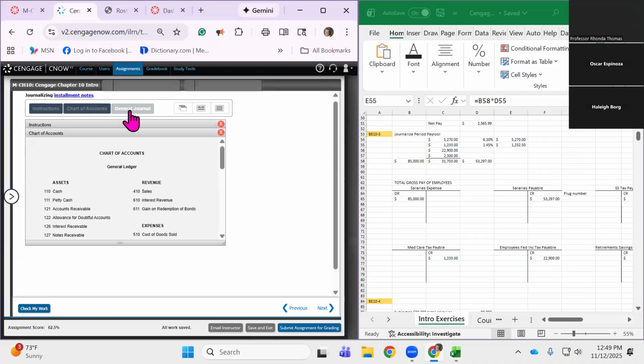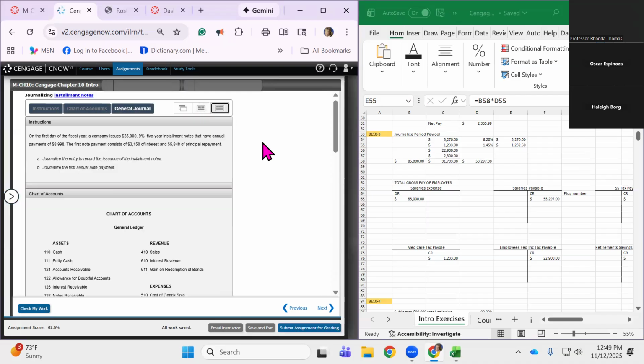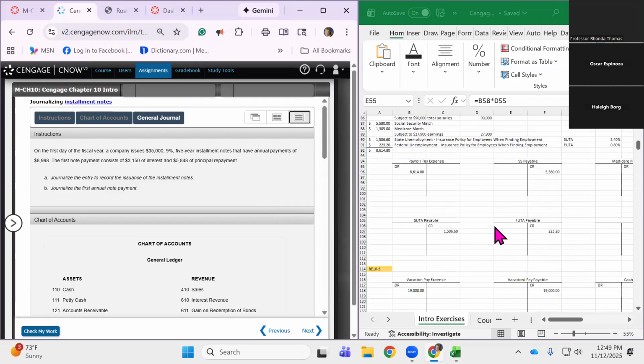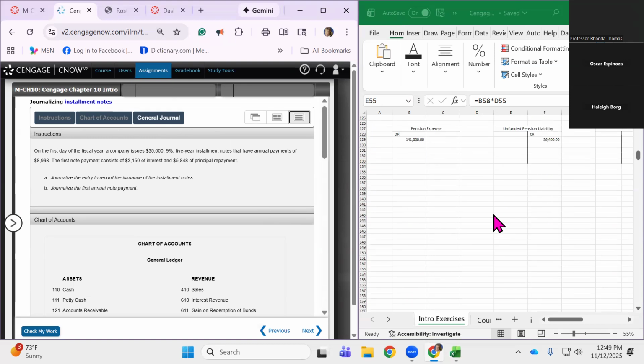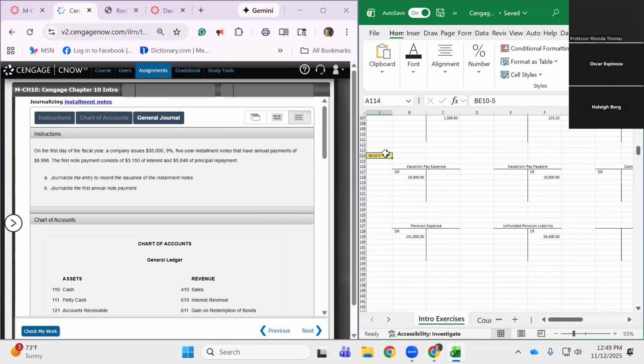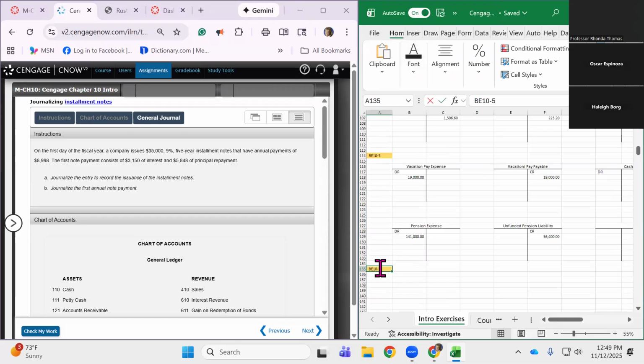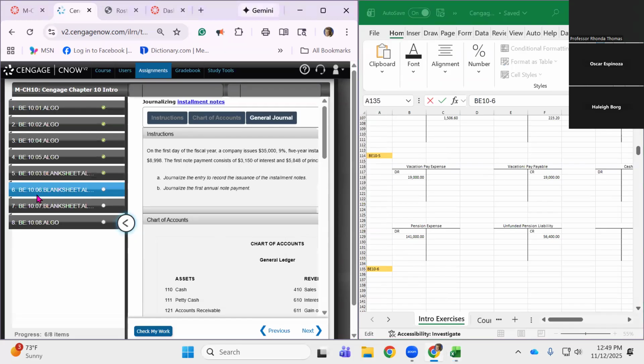Installment note. Okay, an installment note. So an installment note is a note that you make certain payments on. Okay, so let me bring in a little table here for an installment note. Oops. This is number 6, I think. Yes, and then 7 and 8.